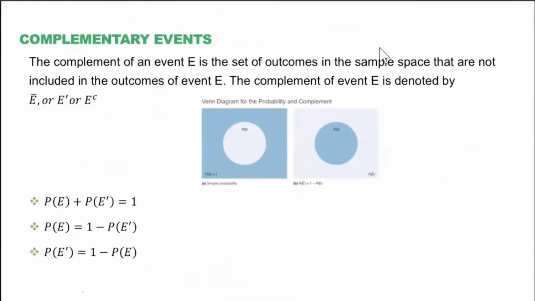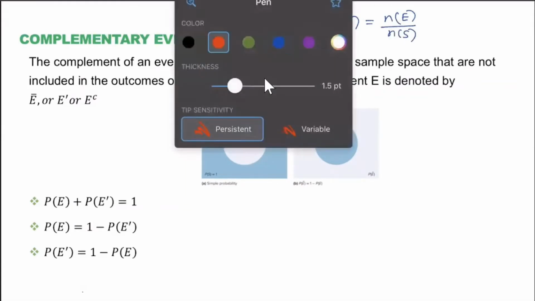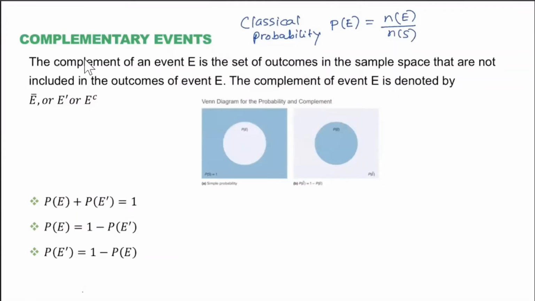Here we are talking about the complementary event. We are still working on the classical probability. Don't forget that definition. What was that? Probability of any event E is equal to the number of outcomes in the event divided by the total number of outcomes, right? That was the definition. We're still working on that, but in this, we are going to look at a special type of event called complementary events.